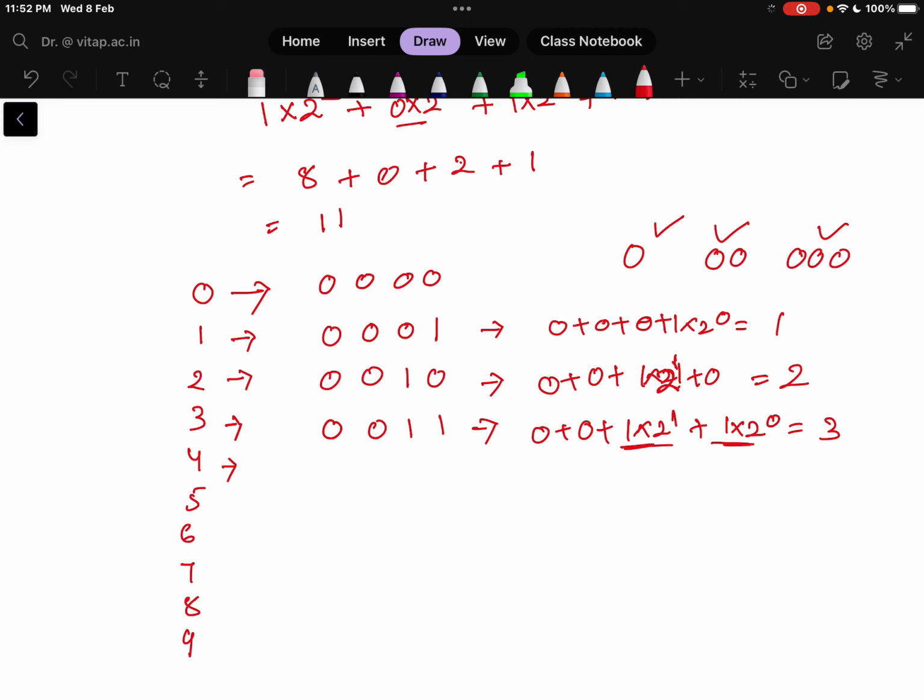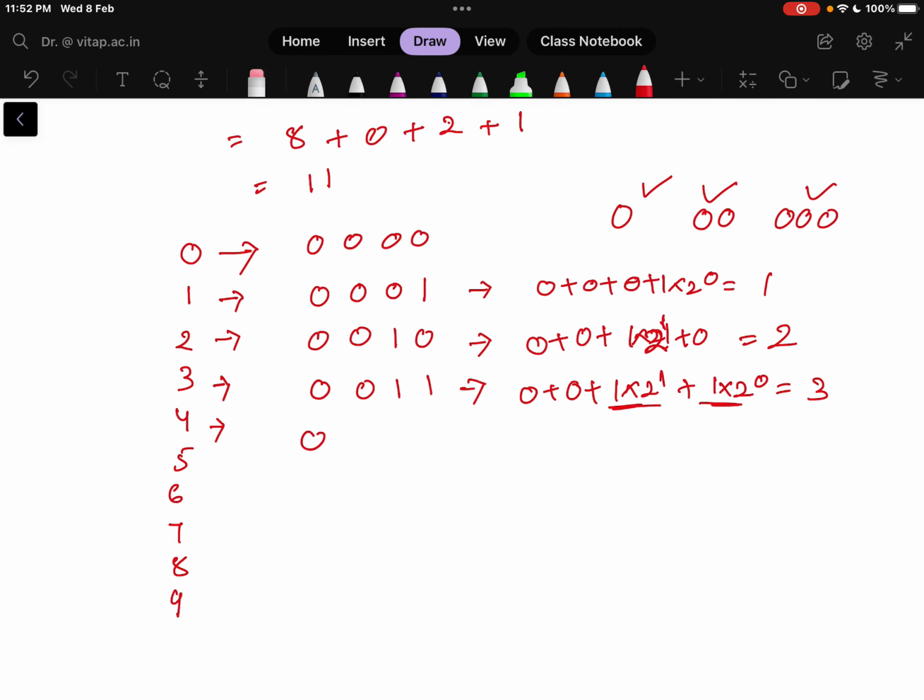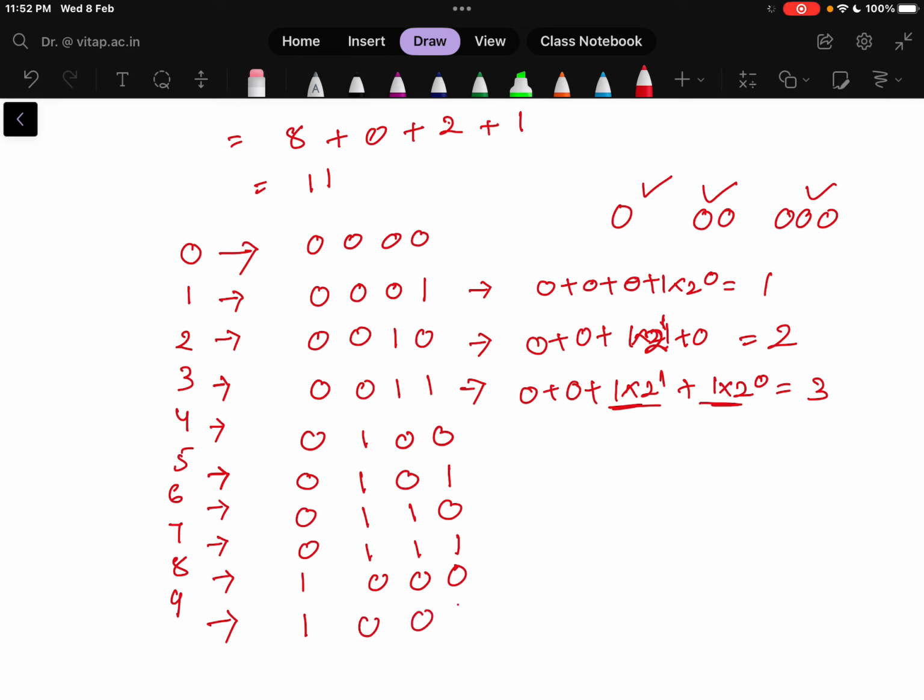Similarly, I can write for 4 also. That will be 0 1 0 0. For 5, that will be 0 1 0 1. For 6, that will be 0 1 1 0. For 7, that will be 0 1 1 1. For 8, that is 1 0 0 0, and for 9 it will be 1 0 0 1. So, how do I directly write this without doing the conversion?